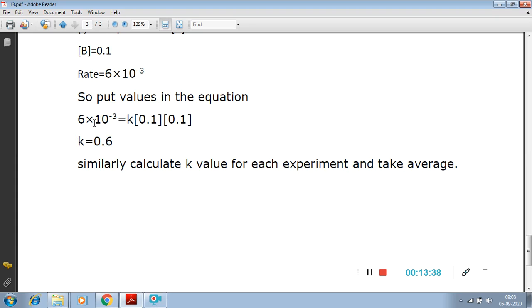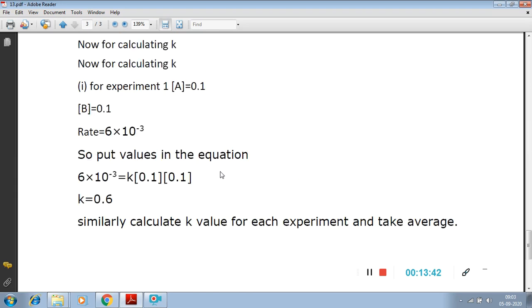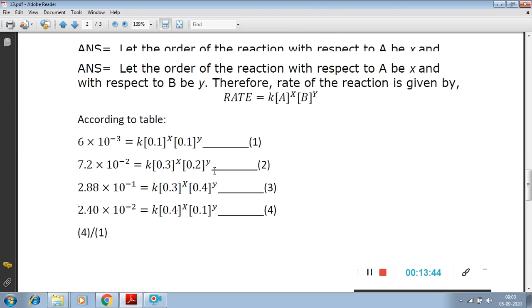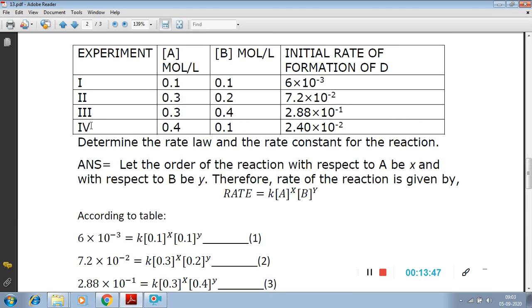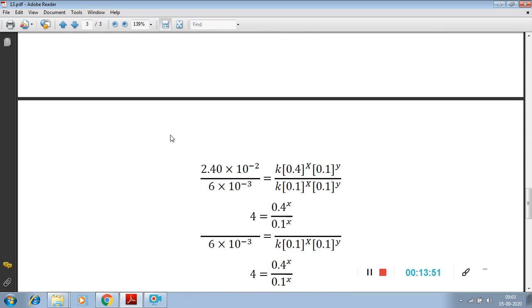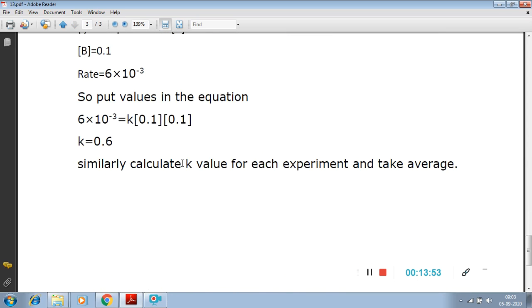Now the same calculation you have to do for experiment number 2, experiment number 3, and experiment number 4. So four different k values you will get. Now you have to take the average of those four values at last. That is our required k value, the overall k value for the reaction. So you have to do it on your own.